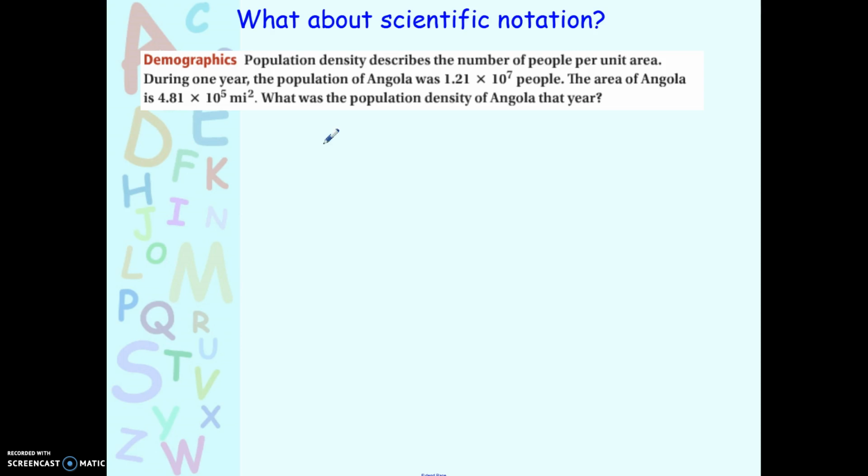So what we're going to do is we're going to take that population and we're going to divide it by the area to find out what it is per square mile. So we can find the population density. So if we do the division of 1.21 divided by 4.81, we get approximately 0.25, and then you do the subtraction on the exponent, so times 10 to the 2nd.